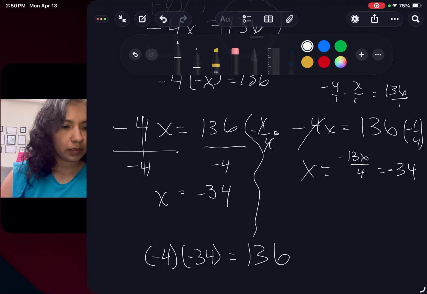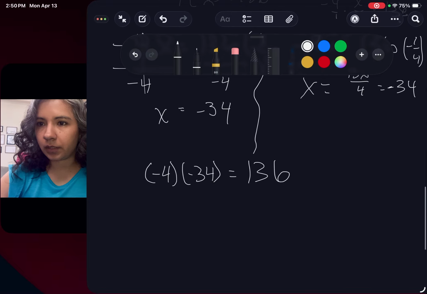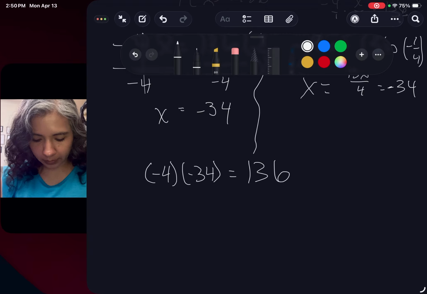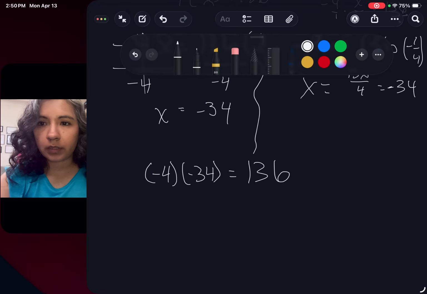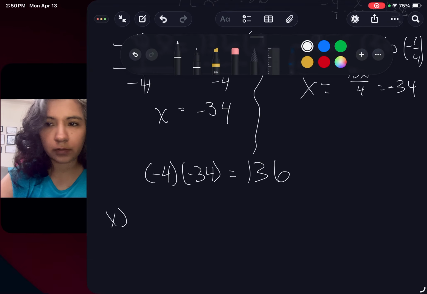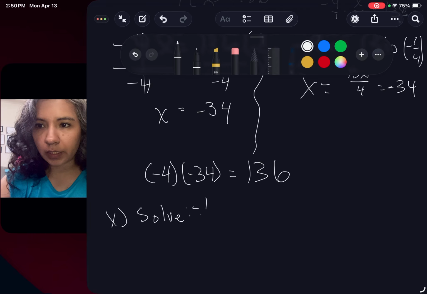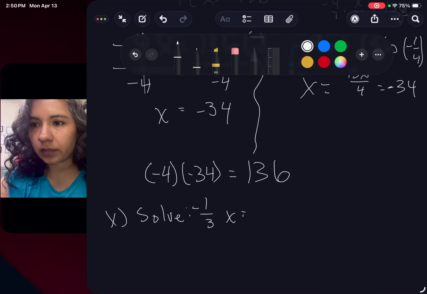Okay, so let's do an example. Actually, let me check that math. Okay, let's do another example. Let's solve negative 1/3 x equals 2/5.